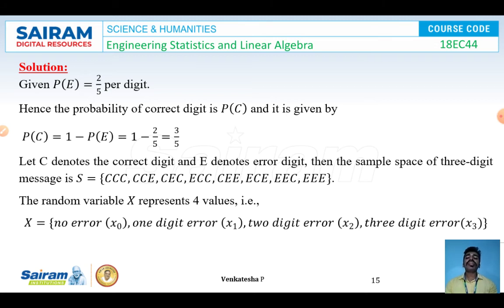Now we have to define the random variable. The random variable X can be represented by 4 values. The first is no error at all, so all CCC, and it is given by x0. Next is 1-digit error, where the sample space has CCE, CEC and ECC, given by x1. Next is 2-digit error, with combinations CEE, ECE and EEC, denoted by x2. And the last one is 3-digit error, so no C values here, only EEE, denoted by x3.